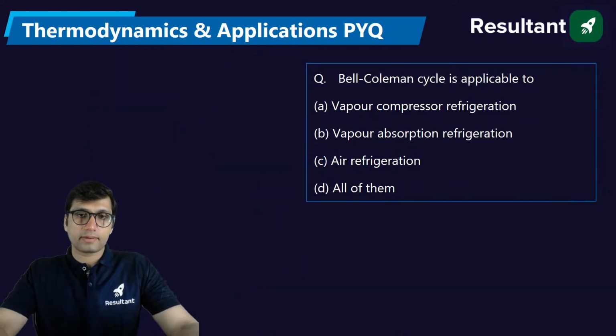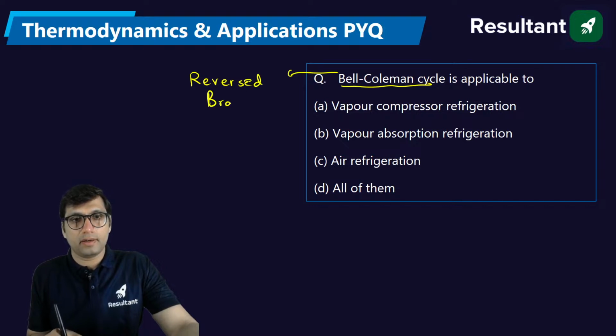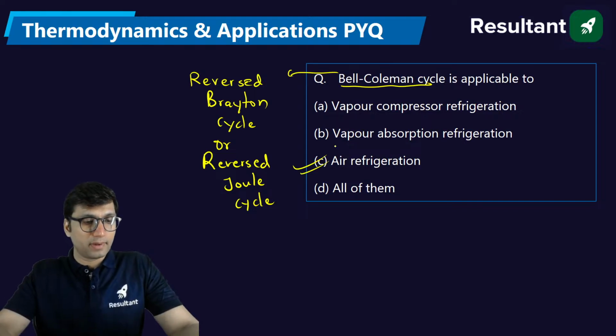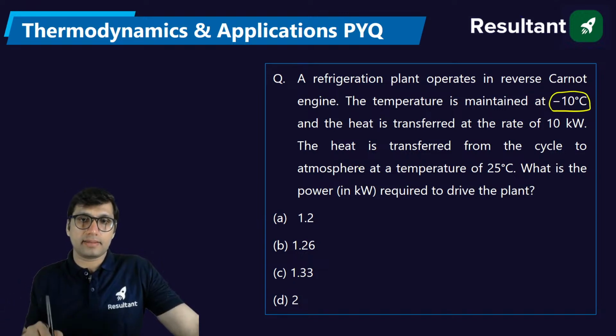Clear to everyone? Next, the Bell-Coleman cycle is applicable to. The Bell-Coleman cycle, you know it by many names. It is also called the reverse Brayton cycle. It is also called the reverse Joule cycle, or a cycle that is used for air refrigeration systems. Okay, next question. A refrigeration plant operates on a reverse Carnot engine. The temperature maintained is -10 degrees Celsius.